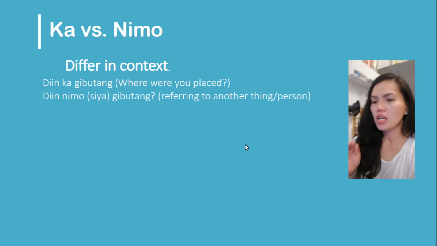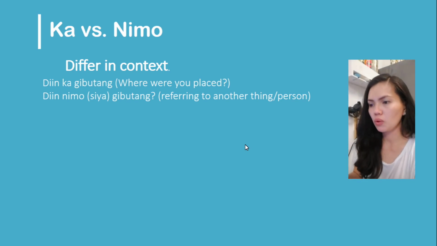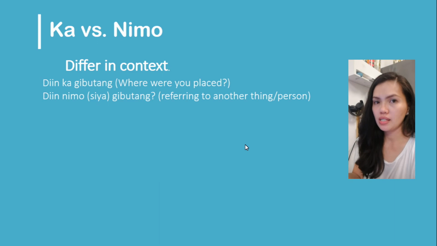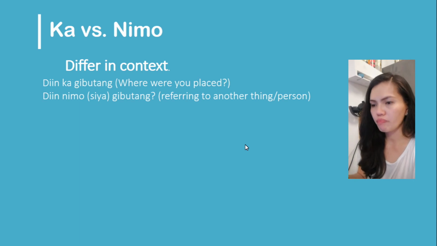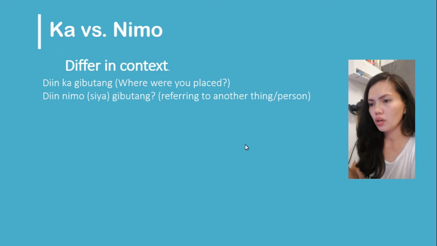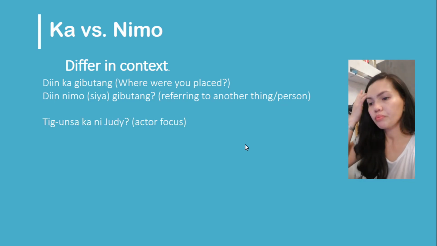Her or him. Diin nimo siya gibutang. I mean, where did you place her, or where did you place him? Okay, diin nimo gibutang. If you're referring to a thing, diin nimo gibutang means where did you put it? Diin is where, nimo is you, the second person, you're asking the second person, and then gibutang is place. Okay? Next one.